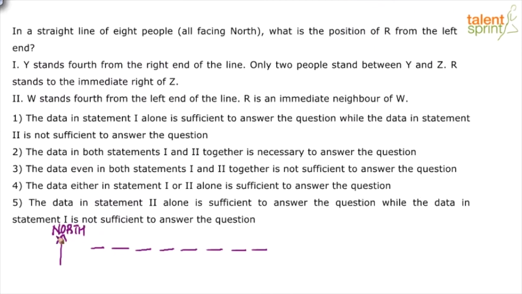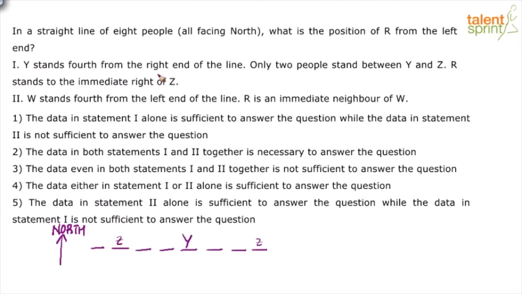Now look at statement 1. Y stands 4th from the right end of the line. First, second, third, fourth. Y stands 4th from the right end of the line. Only 2 people stand between Y and Z. Now there are 2 possibilities. Only 2 people between Y and Z means Y dash dash Z is possible here, or Y dash dash Z, both sides. Okay. R stands to the immediate right of Z.